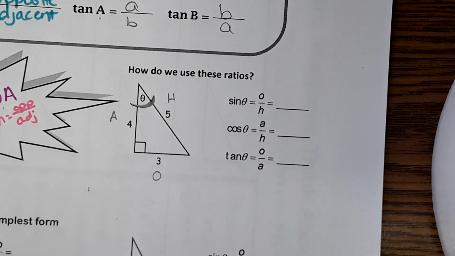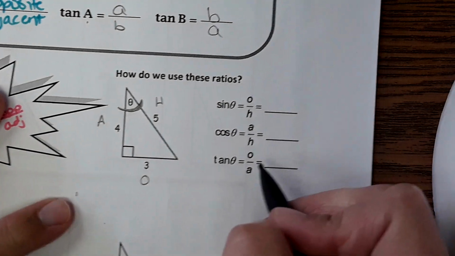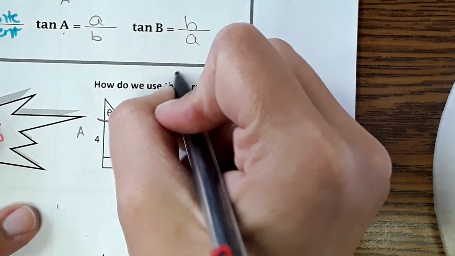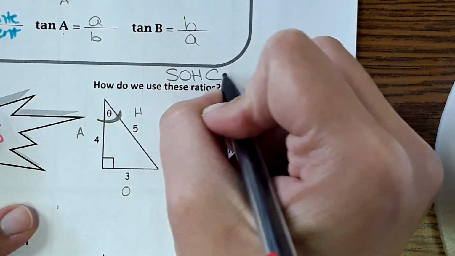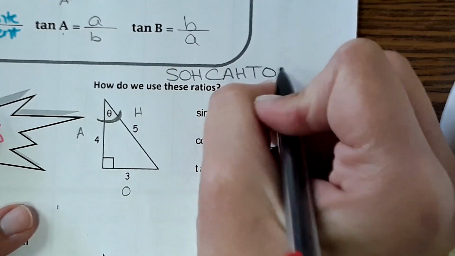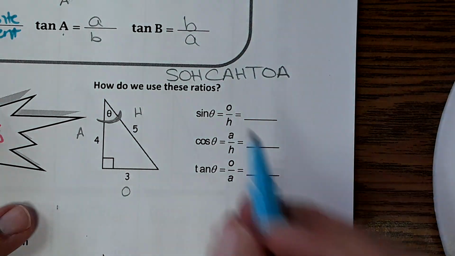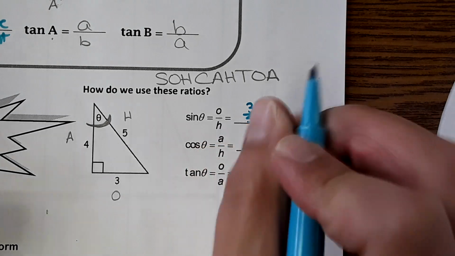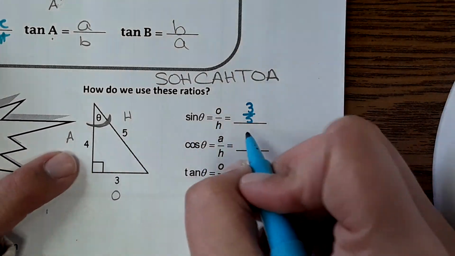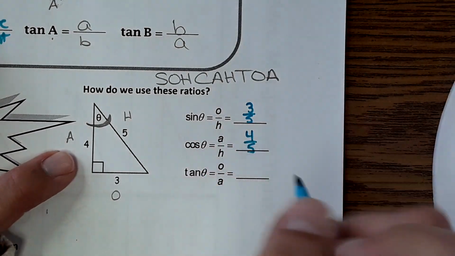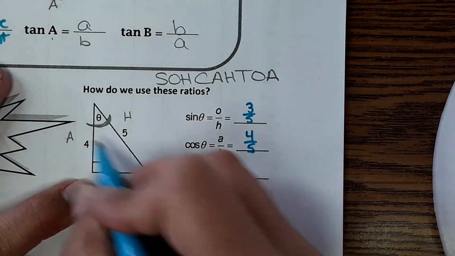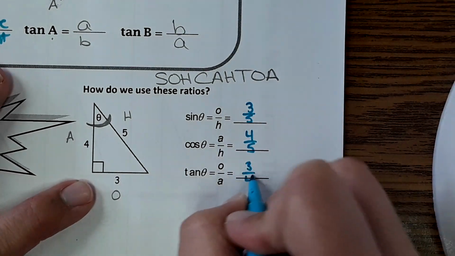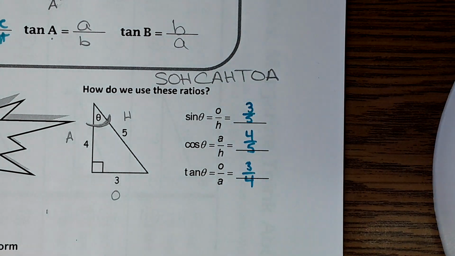Cool. Okay, so now based on that, we can fill this in. Sine, again, you might even want to write this out again. SOHCAHTOA. Opposite over hypotenuse would be 3 over 5. Adjacent over hypotenuse, 4 over 5. And opposite over adjacent, 3 over 4. Cool.